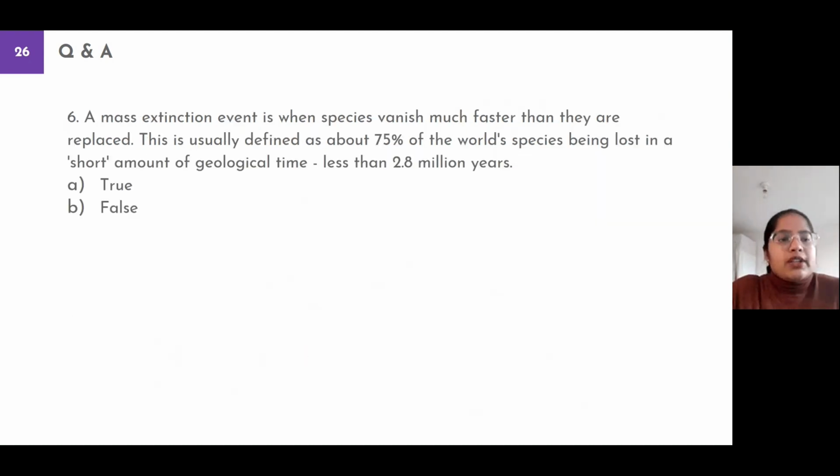Moving on, we come to question 6. State if the following statement is true or false: a mass extinction event is when species vanish much faster than they are replaced, and this is usually defined as about 75% of the world's species being lost in a short amount of geological time, less than 2.8 million years. Is the statement true or false? The correct answer is true. A mass extinction event is defined as about 75% of the world's species being lost in a short amount of time.